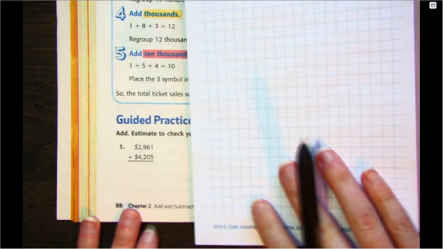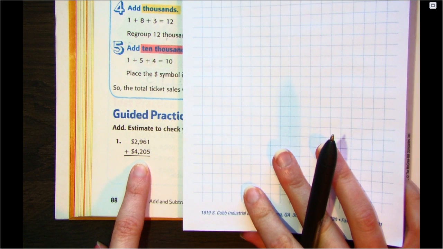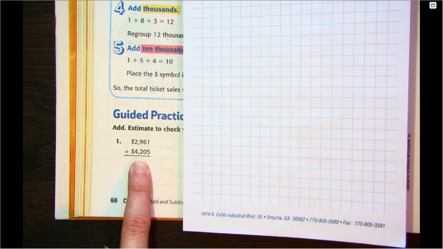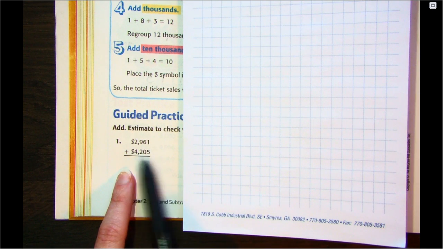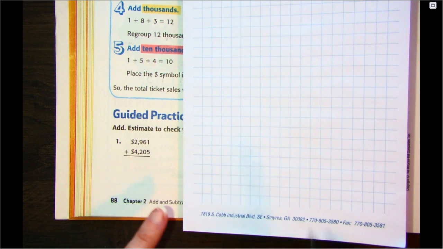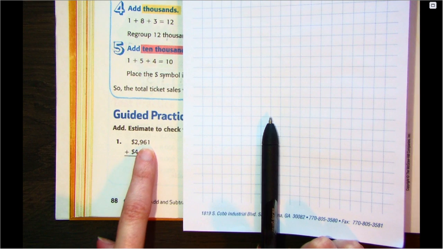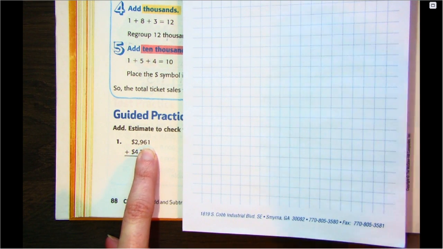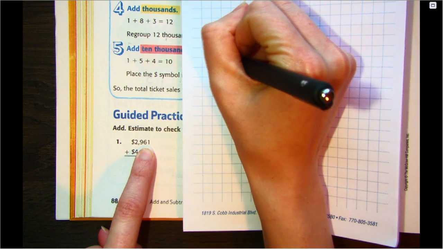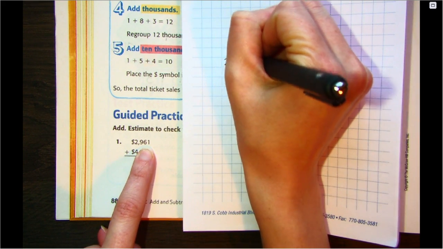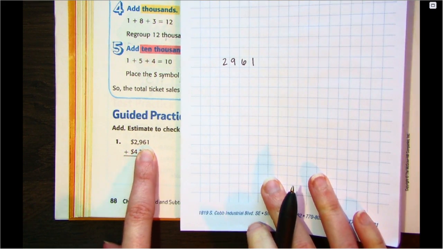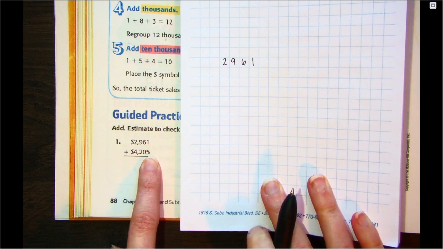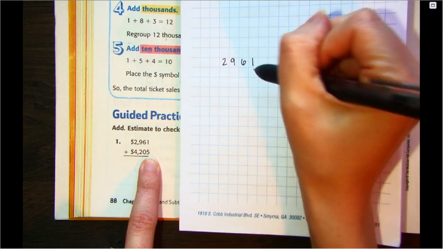So my problem for this is 2,961 plus 4,205. These numbers should all line up when I write them on my paper over here. I like to start by writing the number backwards to make sure that I line it up perfectly. So I'm going to write 2961. And then when I add this 4,205, I'm going to write this one backwards. So that 5 should line up with the 1.